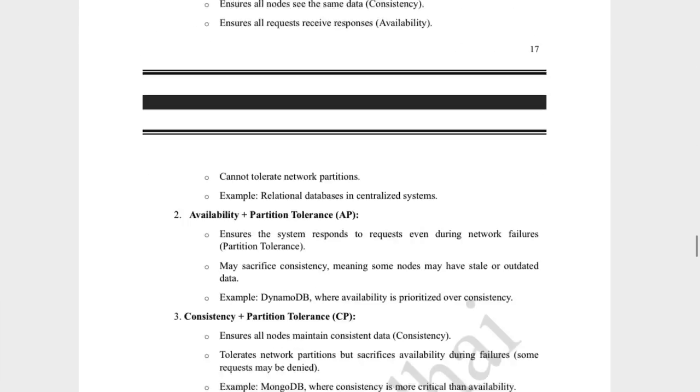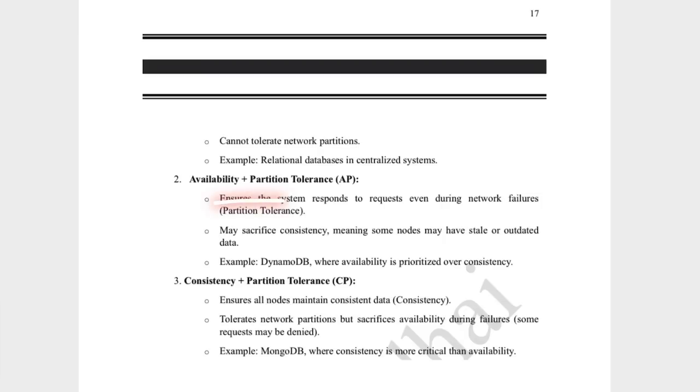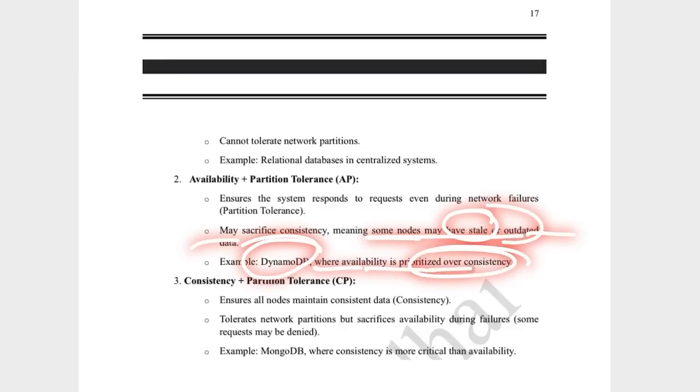We have to ensure that the system responds to requests even during network failure. That is partition tolerance also, requests should get a response. We may sacrifice consistency, meaning some nodes may have stale or outdated data. An example is DynamoDB, where availability is prioritized over consistency.